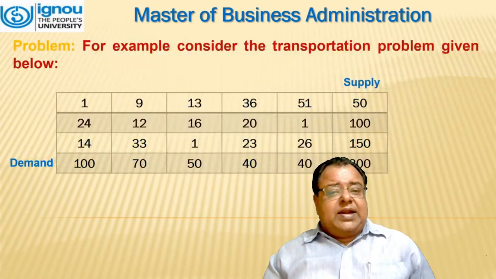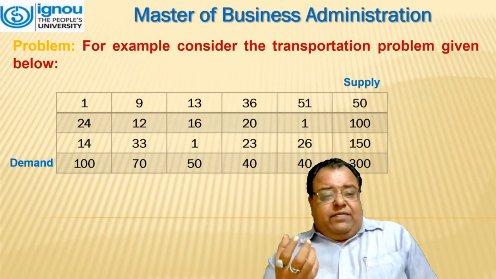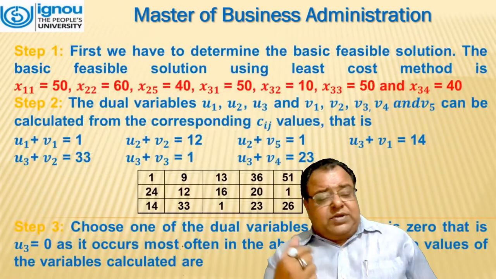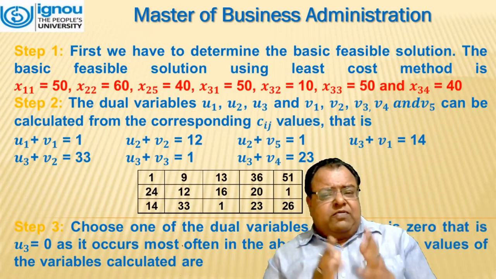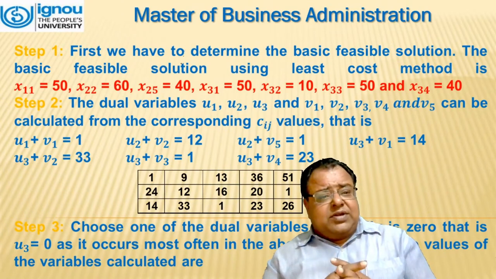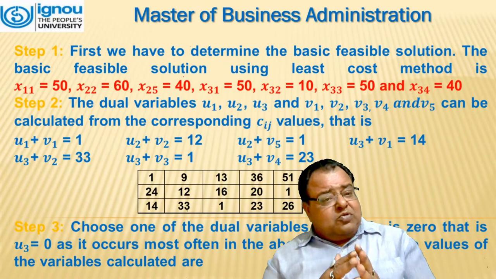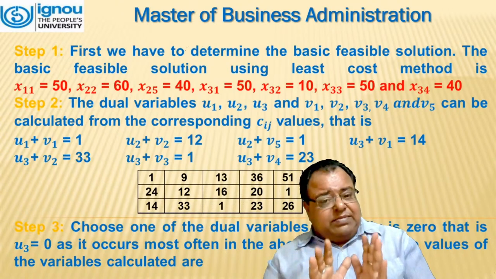Now we consider a transportation problem. Here we have the demand and supply values given to us. How will we proceed? We will be using any method that we have discussed to find the initial basic feasible solution. So the basic feasible solution using the least cost method is x11 50, x22 60, x25 40, x31 50, x31 10, x33 50, and x34 40. This is the basic feasible solution.